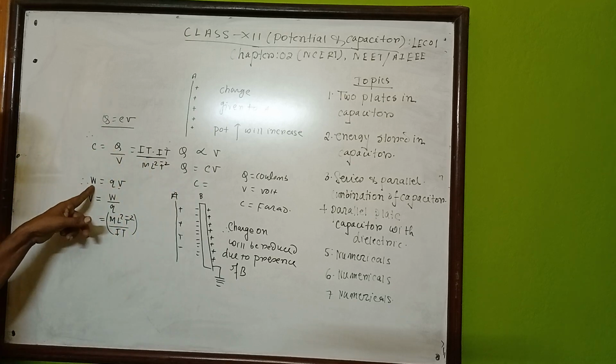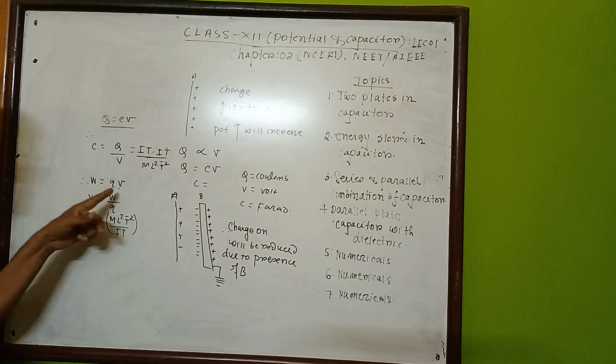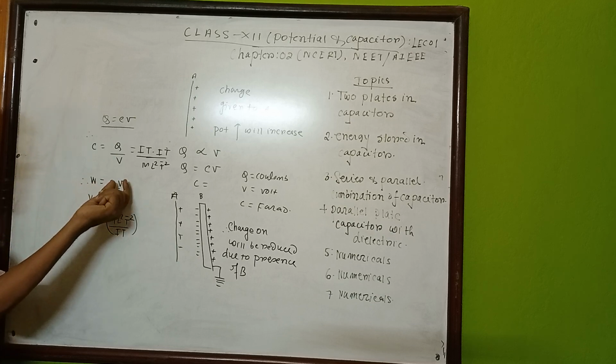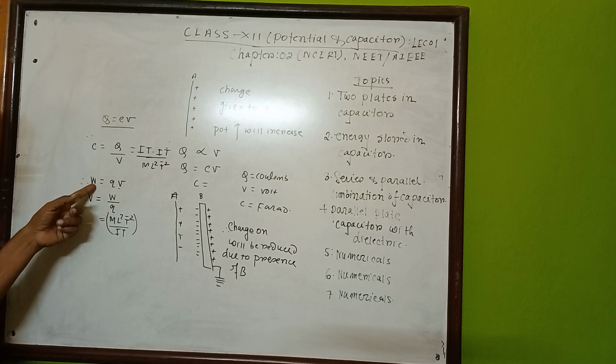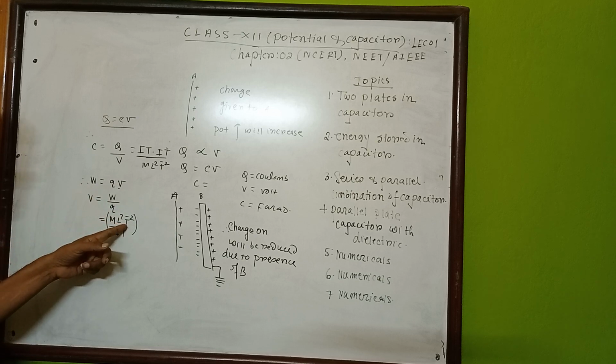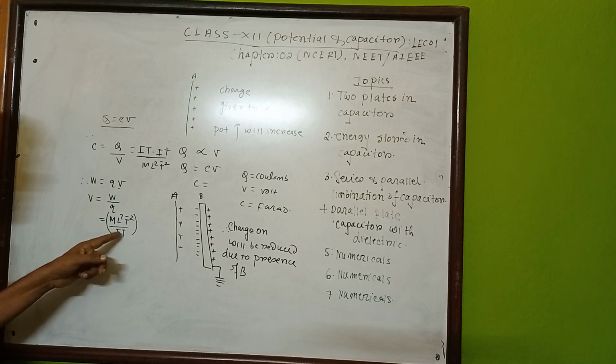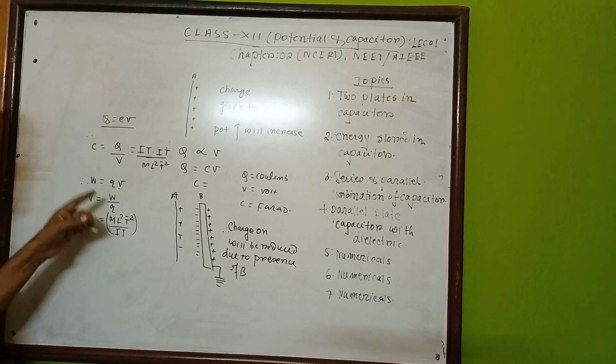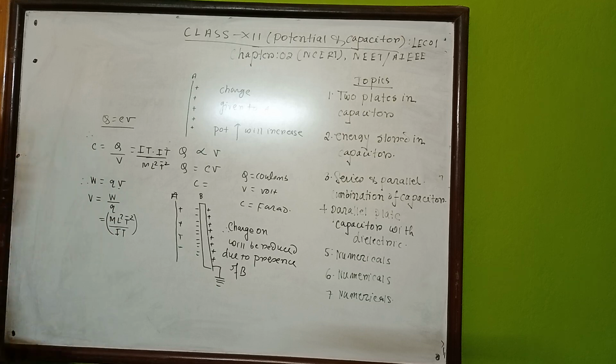You know work done in an electric field is the charge times potential difference. From this expression you can find out the dimension of V. Work dimension you already know, M L square T to the power minus 2, and Q is written in terms of current and time, so I T. So from that expression you can find out the dimension of C.